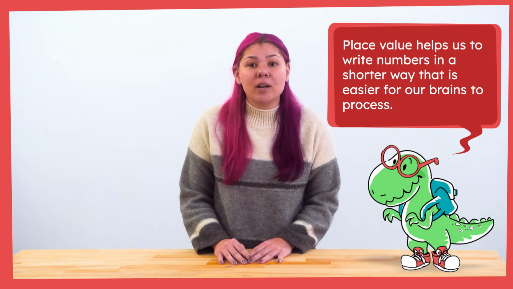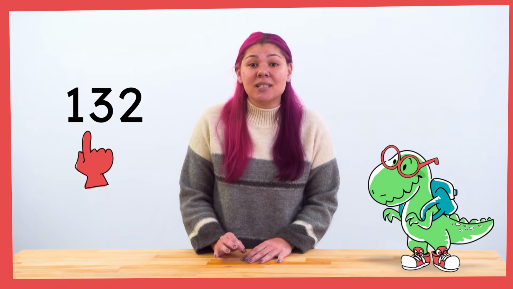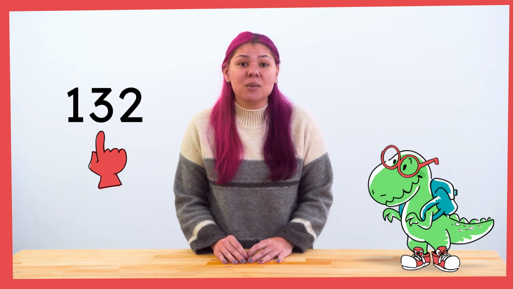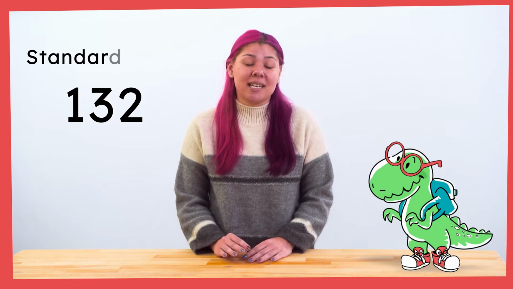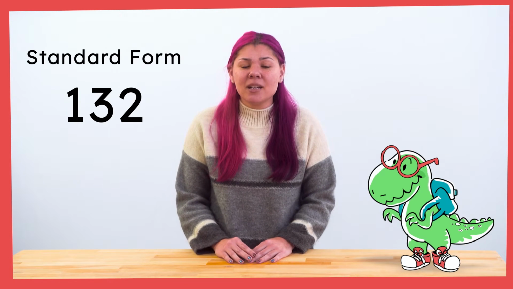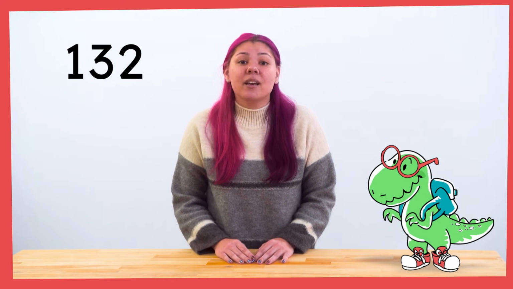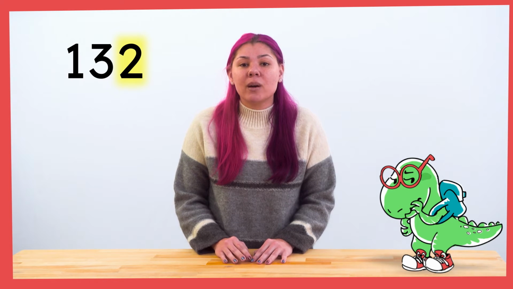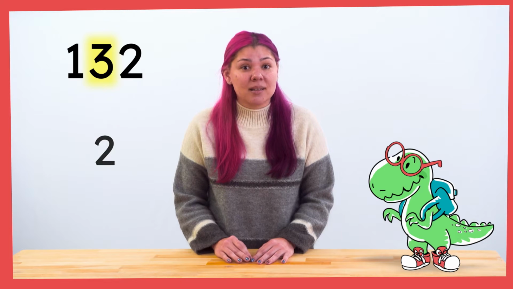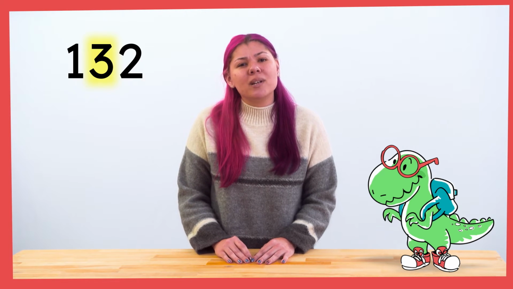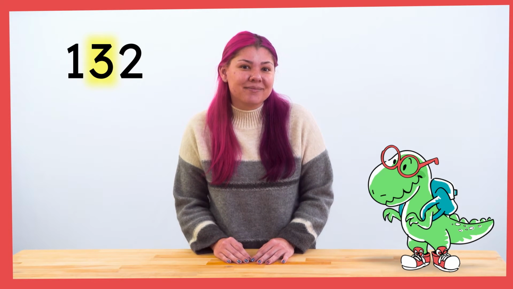When we write the number 132, for example, each digit has its own value based on where it is in the number. When we write a number like this, it is called standard form. Let's look at the number in expanded form. The 2 is in the ones place, so it represents just the number 2. The 3 is in the tens place. How much does the 3 represent? What is its actual value?